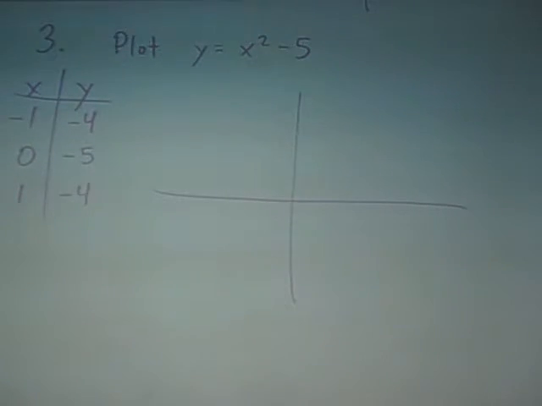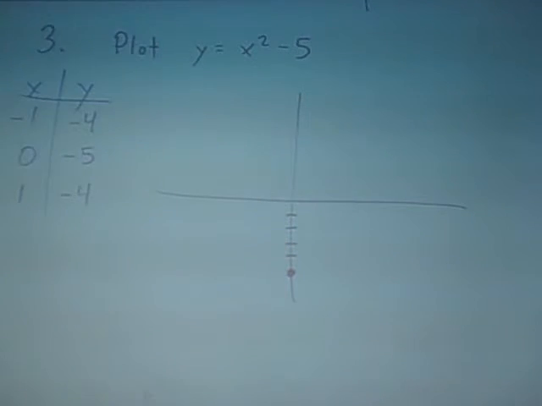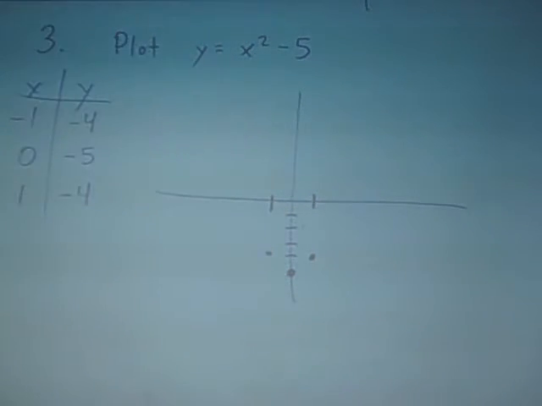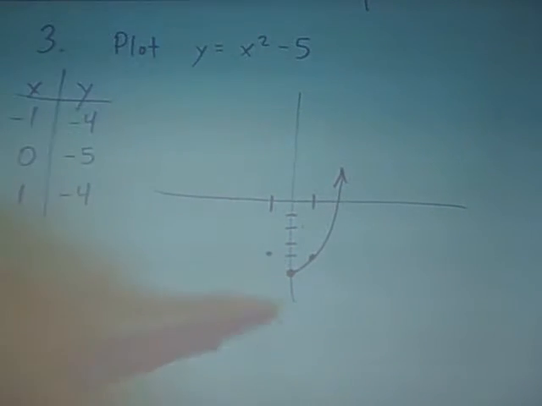And so 0, -5 is here. 1, -4. And so hopefully you realize that this is going to be a parabola and it's going to look something like this. You can put in a couple more points if you wanted to, but that's probably good enough for this.